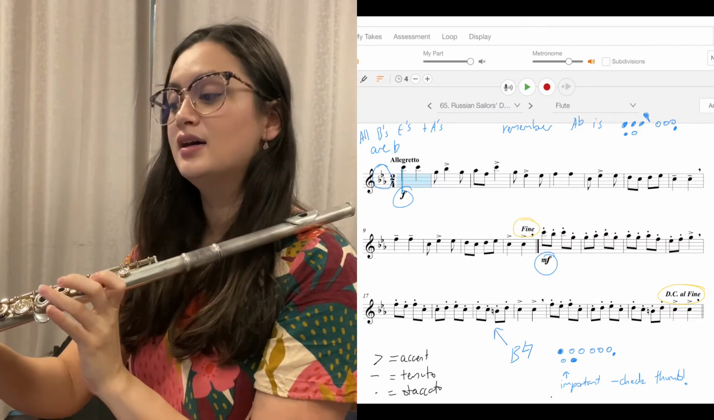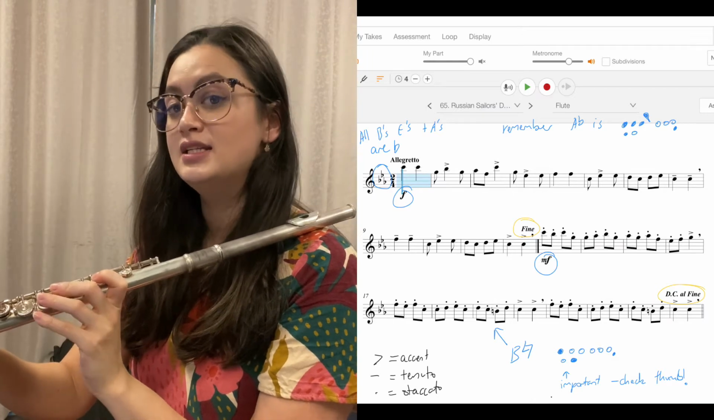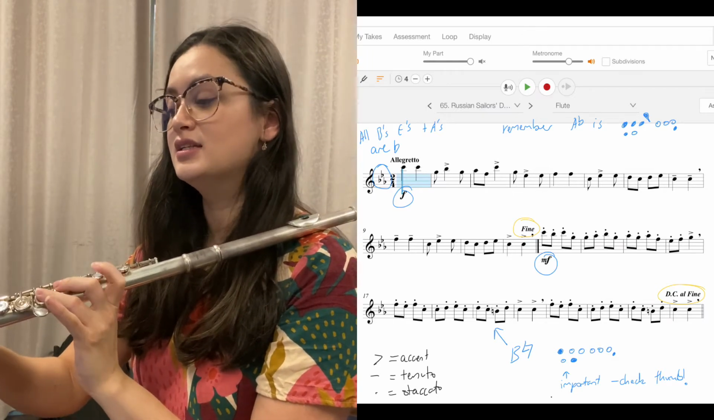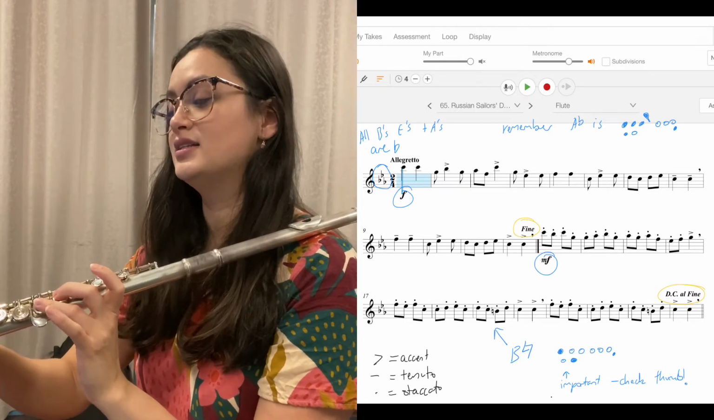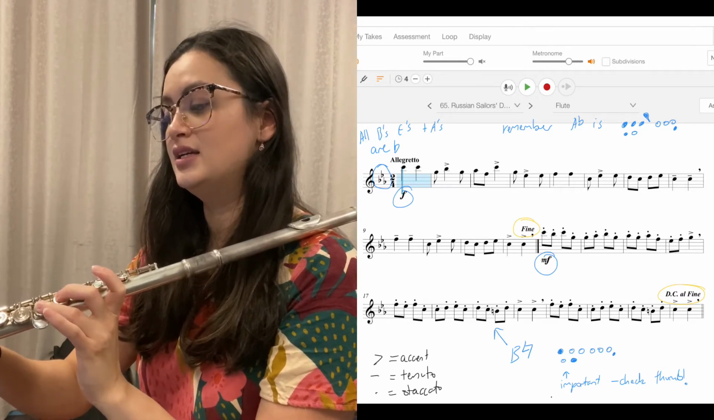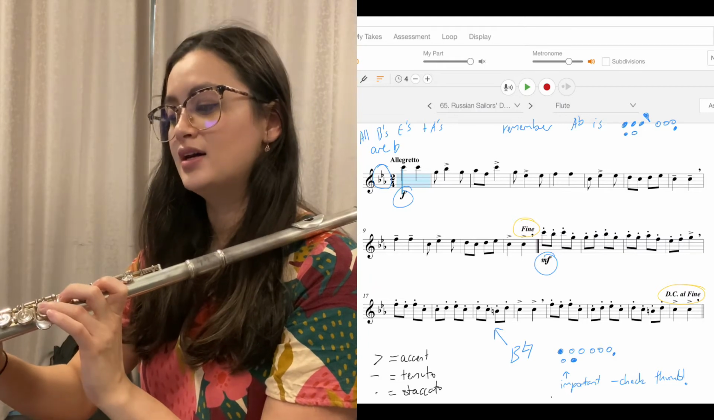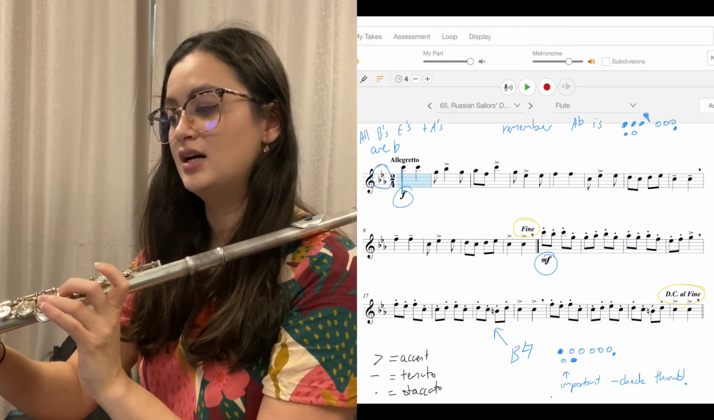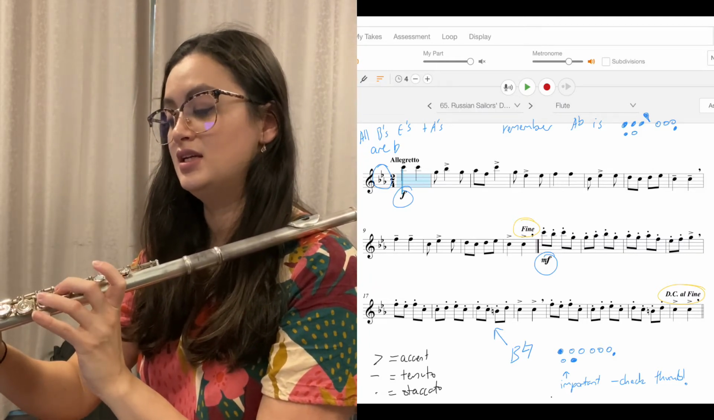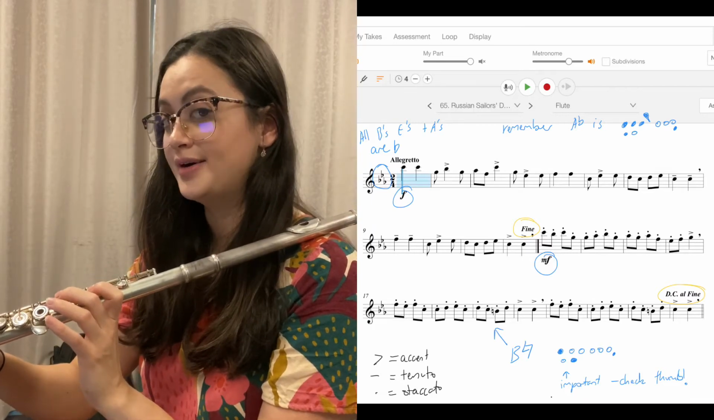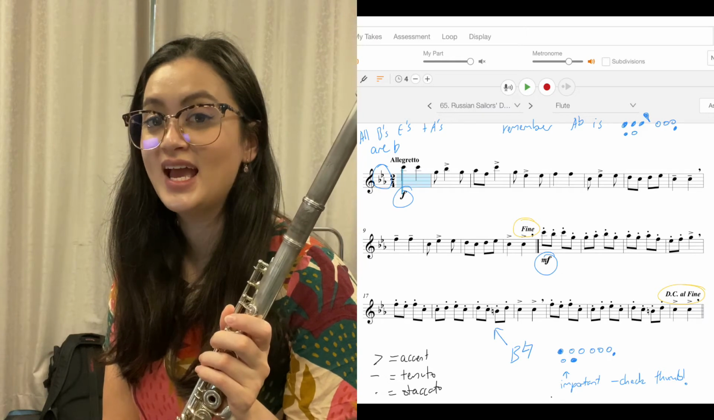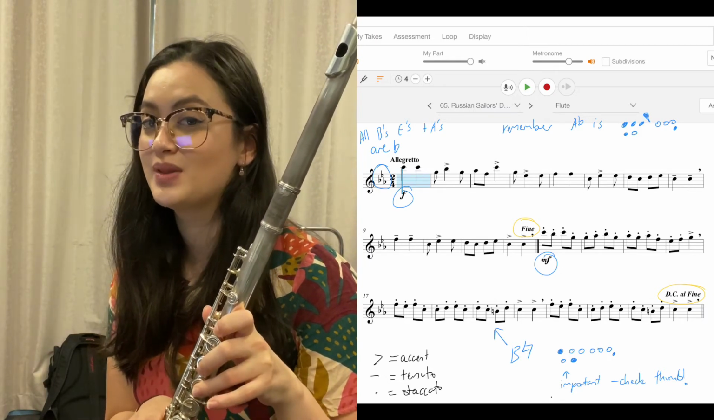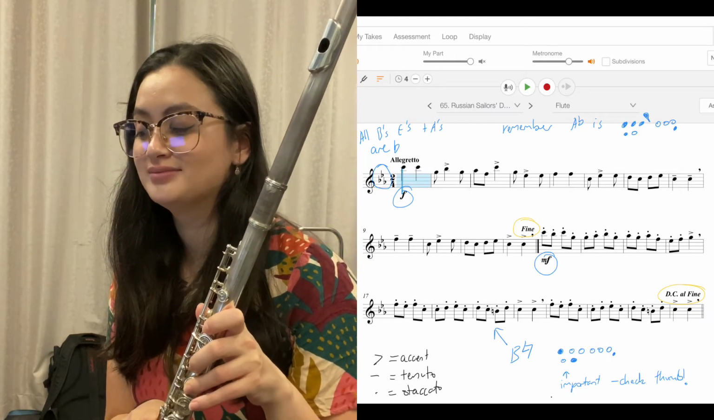Ta ta ti ta ti ti ti ta ti ta ti ta ta ti ta ti ti ti ti ti ta ta ta ta ti ta ti ti ti ti ti ta ta. Pause and practice. Again, making sure that it's easy and you're doing all the right accidentals, all the key signature.